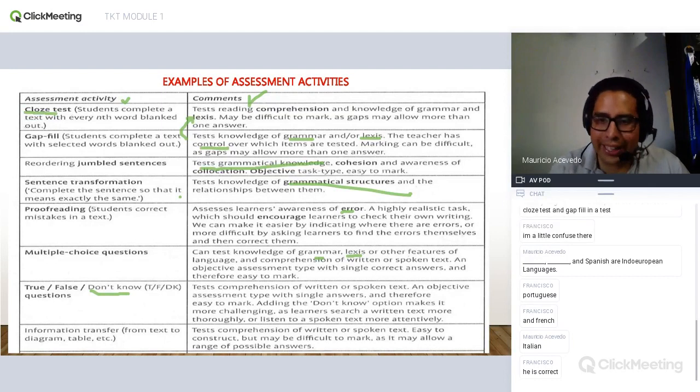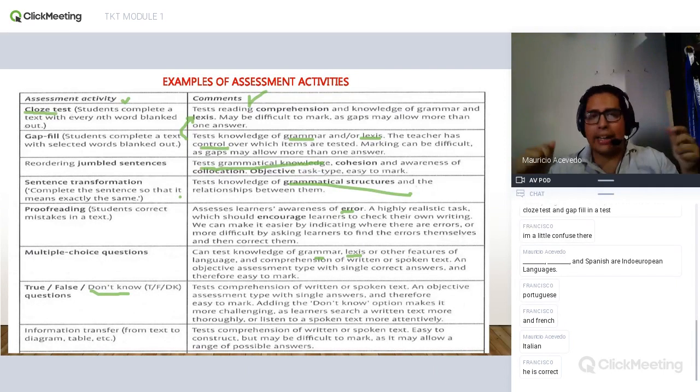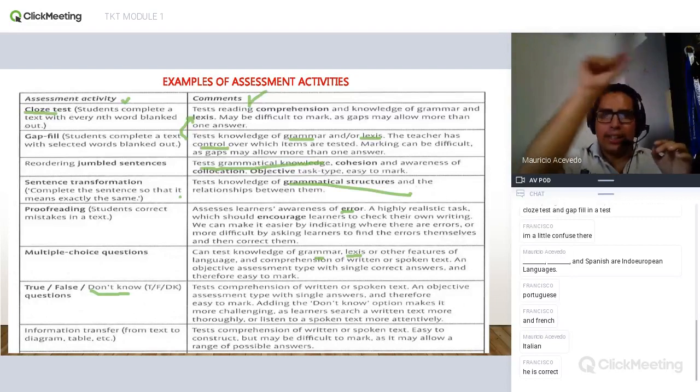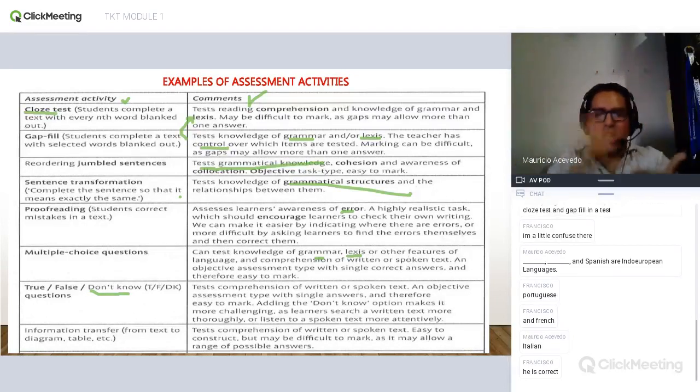Okay, and a gap fill test is like completing a song, for example. You have the verbs at the beginning, and then they just need to transfer the verbs at the front to the song, but you are giving them options, and in closed tests you are not giving them options. I don't know if this is clear, Francisco, or do you want me to give you an example of a gap fill? Tell me. I'm here to help.